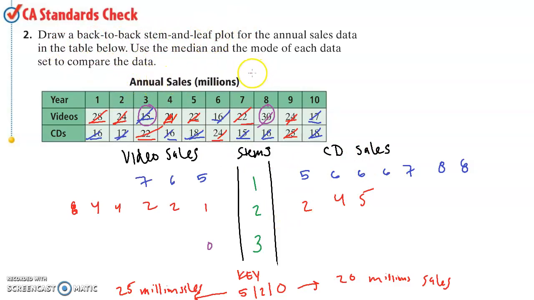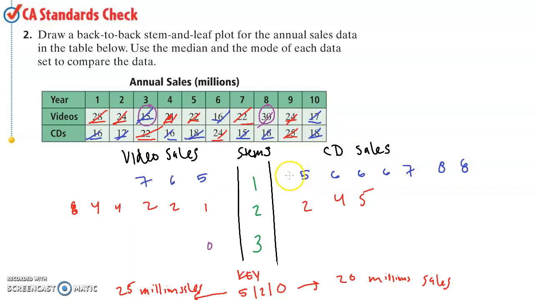And then use the median and mode of each data set to compare it. This is actually really important, because why would we do this unless we had some sort of reason to do it? What this does is give us a visual picture as to which one had more sales. Looking at this, you would probably say that video sales have more sales in the millions, because for one, it's the only place value that has a 30. But also most of its place values are in the 20s, whereas most of the CD sales are in the tens of millions.